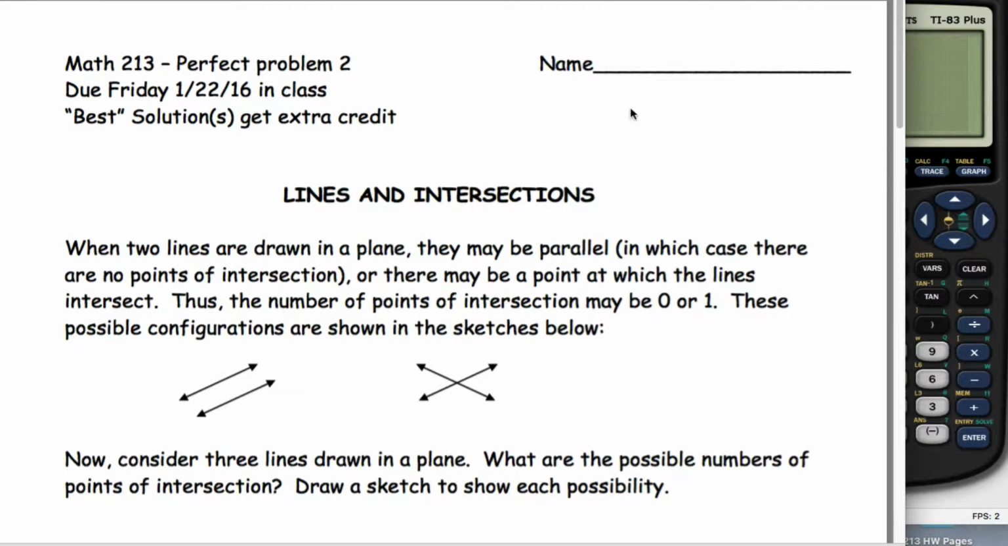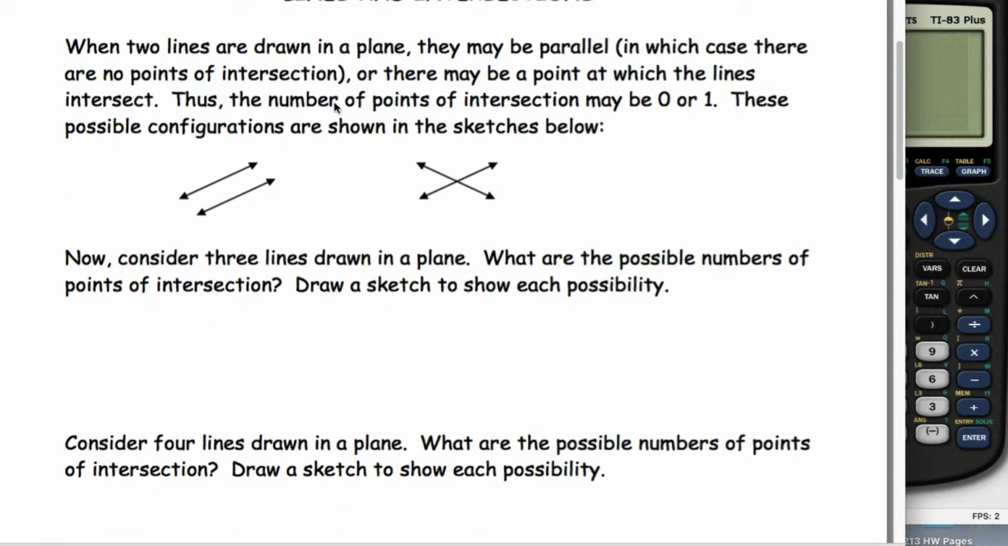All right, here are solutions for perfect problem 2 from Math 213. Pretty challenging problem, but let's work our way through it. So the basic idea is if you're just drawing two lines in a plane, either they're parallel or they're not. And if they're not, they intersect. You have 1 point of intersection. If not, you have 0. So you have this 0 case and this 1 case here.